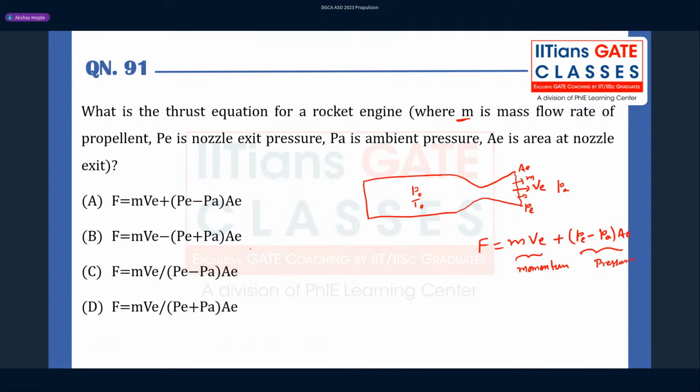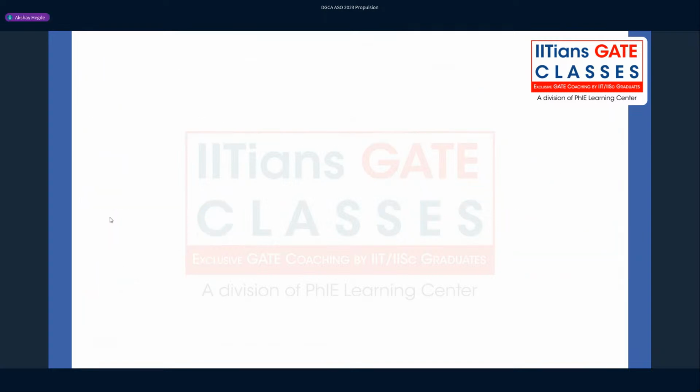Looking at the given options, only option A is correct, and option C and option D we can straight away omit because they are not even dimensionally close to a thrust form. Options B and A, if you see, this will add up the pressure, so it is not the pressure thrust part we would expect. So only option A can be correct in this case. Okay, moving on to the next question.